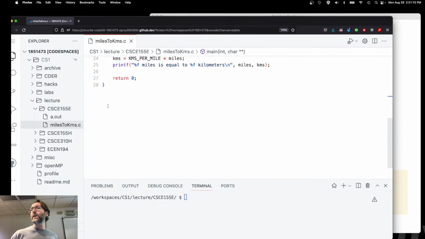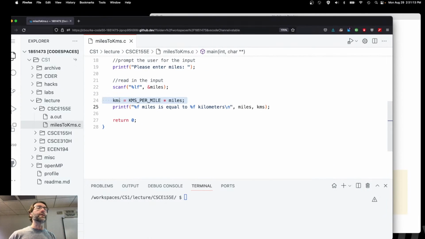And we've used that down here, right? When we computed the kilometers. We computed kilometers per mile times miles, and then we put it into the variable KMS. We took the result of the expression on the right-hand side, and we put it into the variable on the left-hand side. In other words, the thing on the left-hand side always needs to be a single variable because that's the target variable that you're putting stuff into.